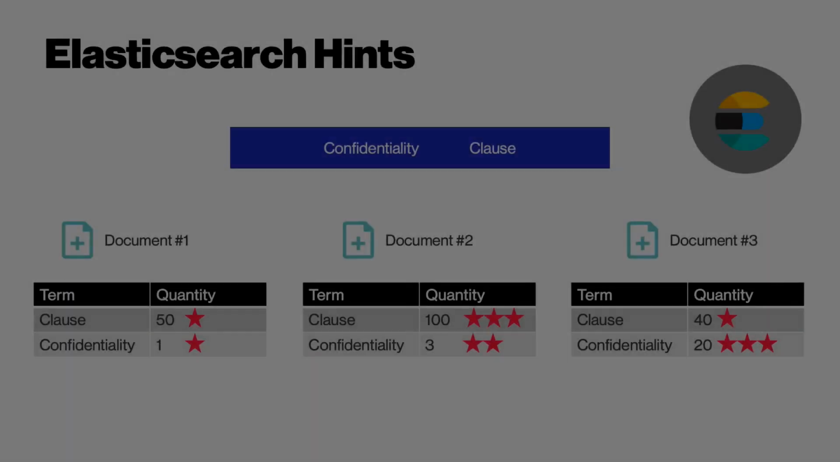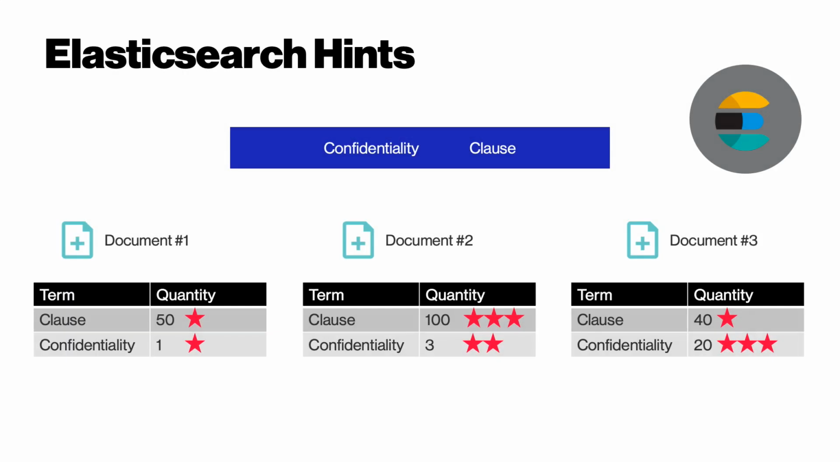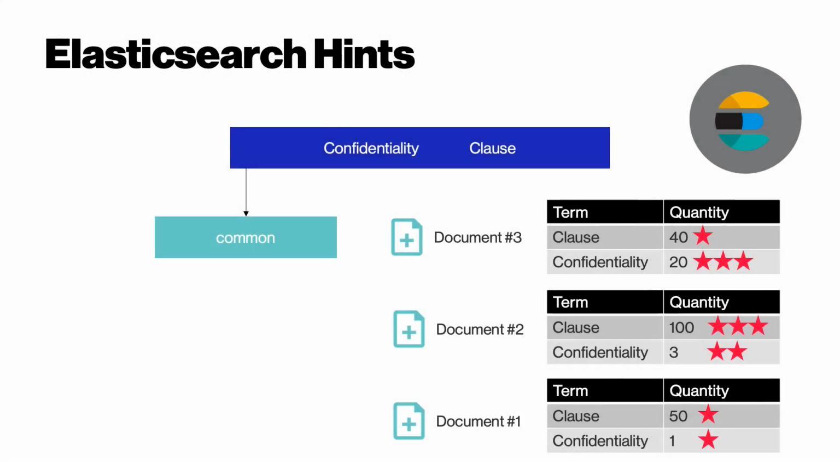We have lots of contracts in our repository. Let's say we search for confidentiality clause. If both query terms were considered of the same importance, the most relevant results might be drowned. The common operator will understand that the term confidentiality is rare and boost it, while lowering the importance of the common term clause. This will help you get the most relevant results first.